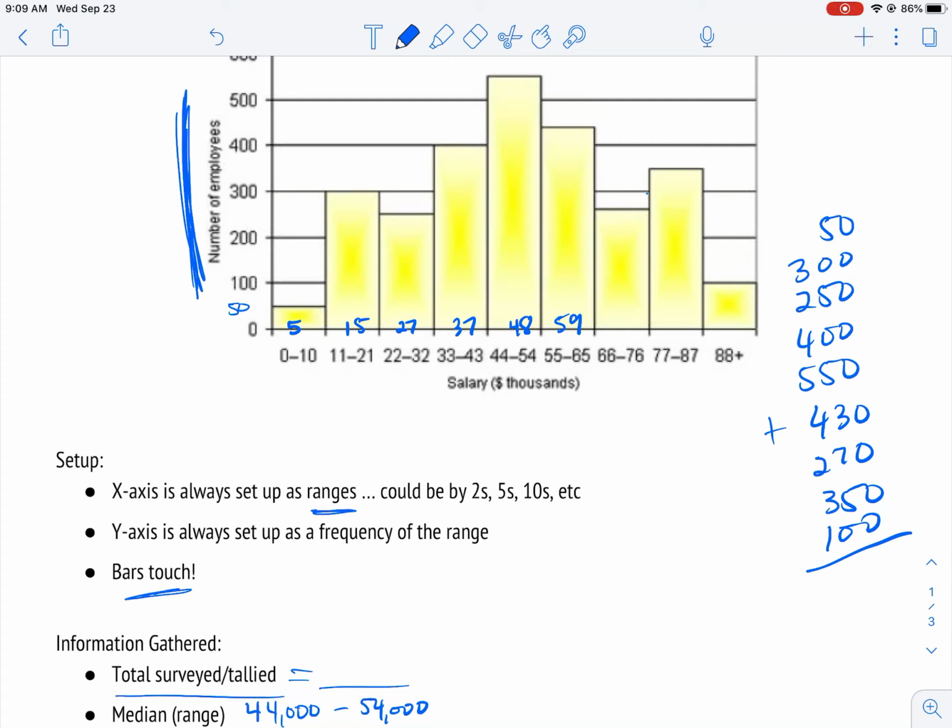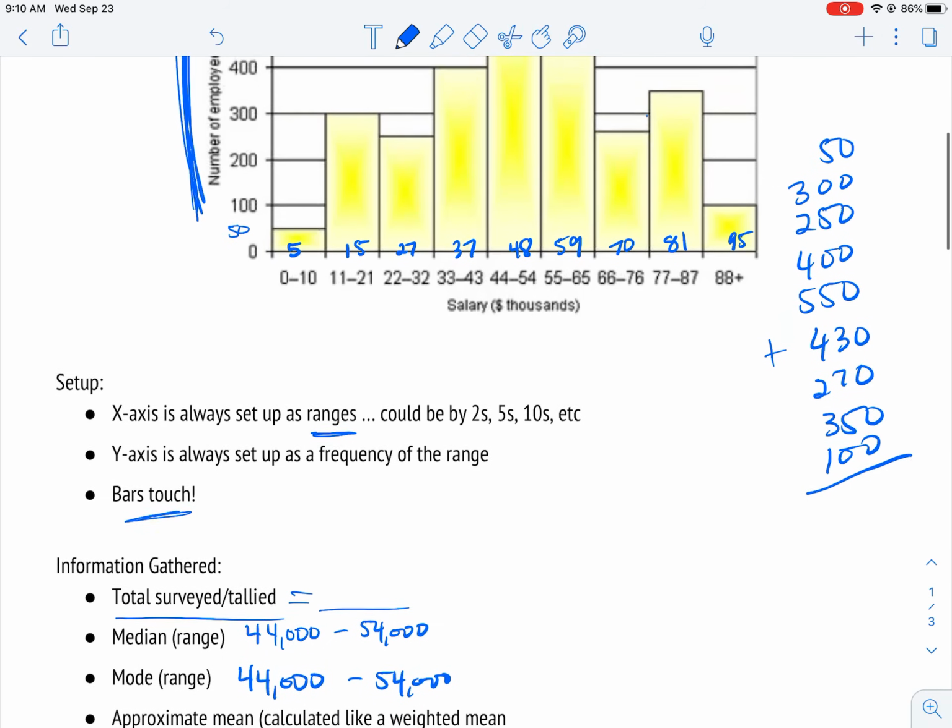And the next one, let's pick 59. This one, let's pick 70. 70, even. That's good. This one, I'm going to pick 81. And then it says 88 plus, so I'm going to pick like 95. So once you have a number that represents the middle of each bar, right?